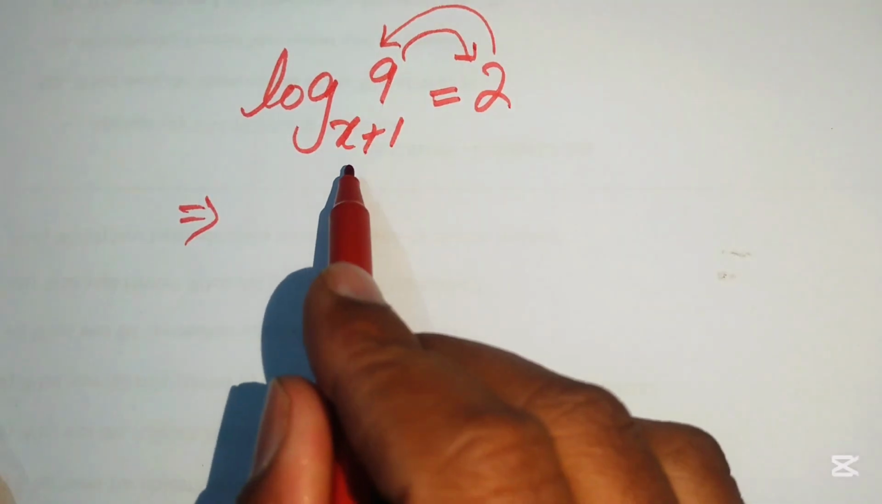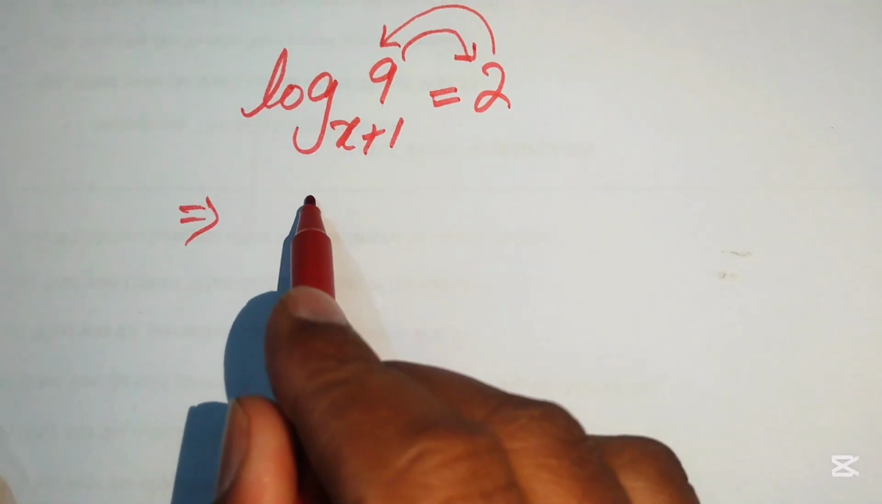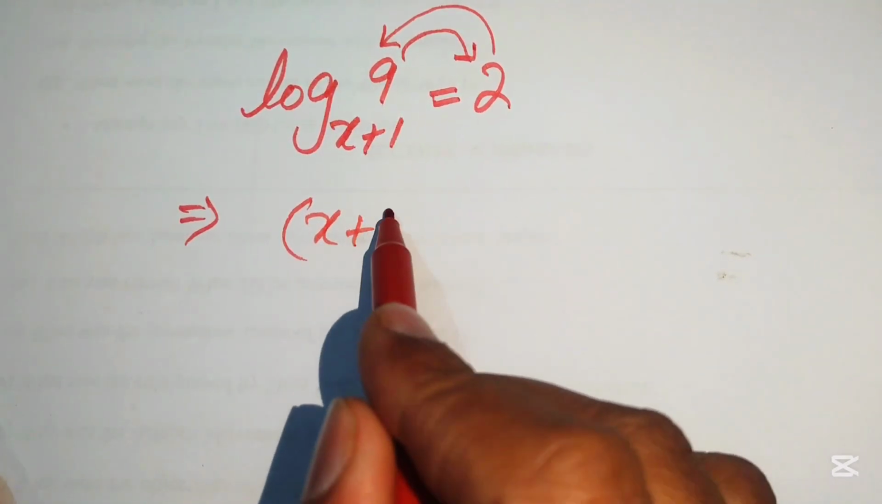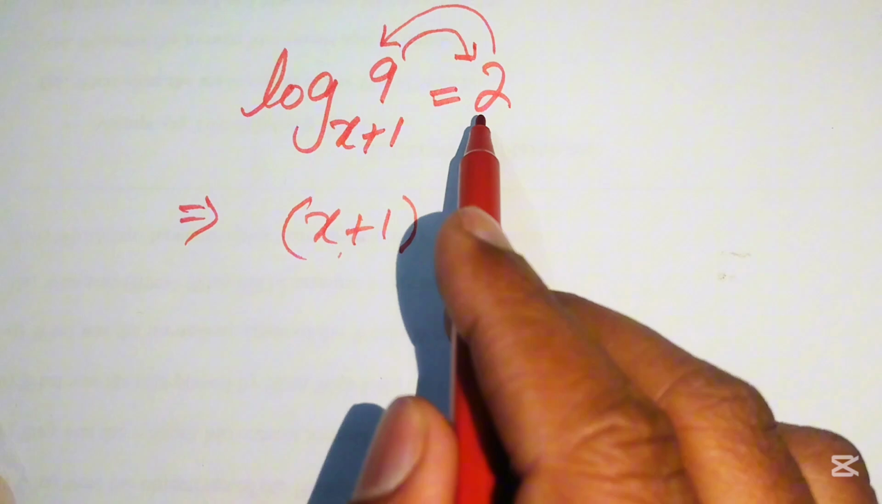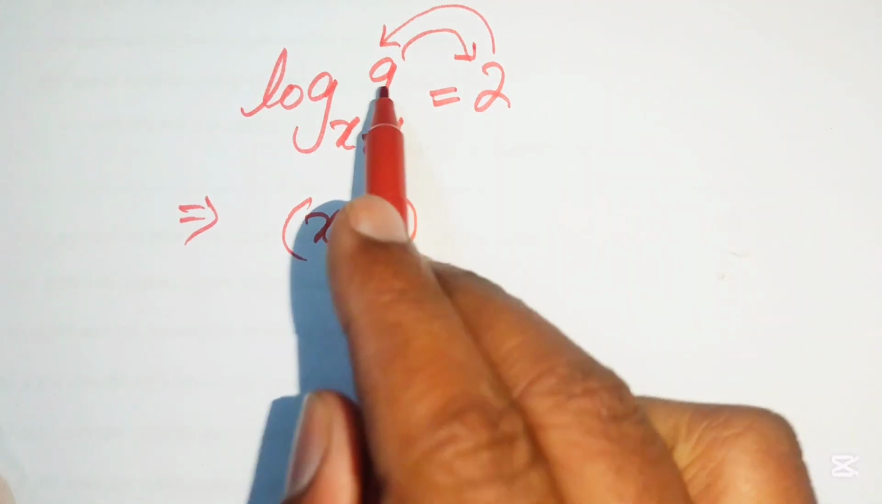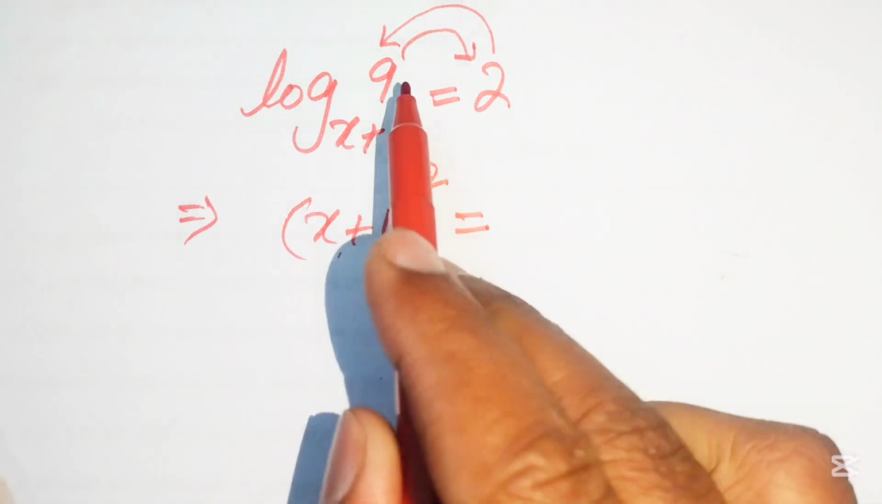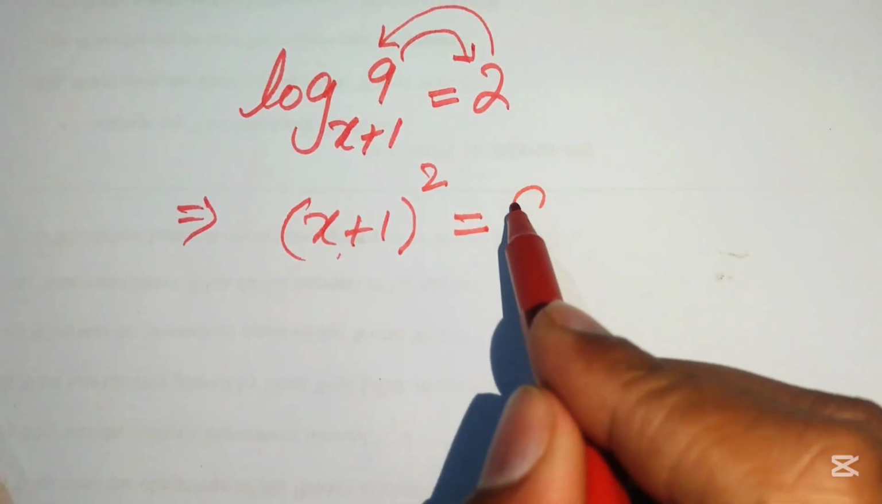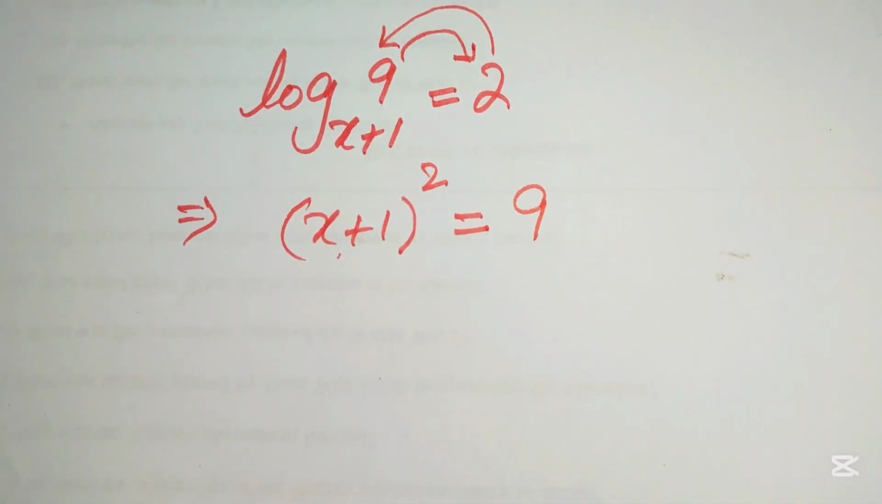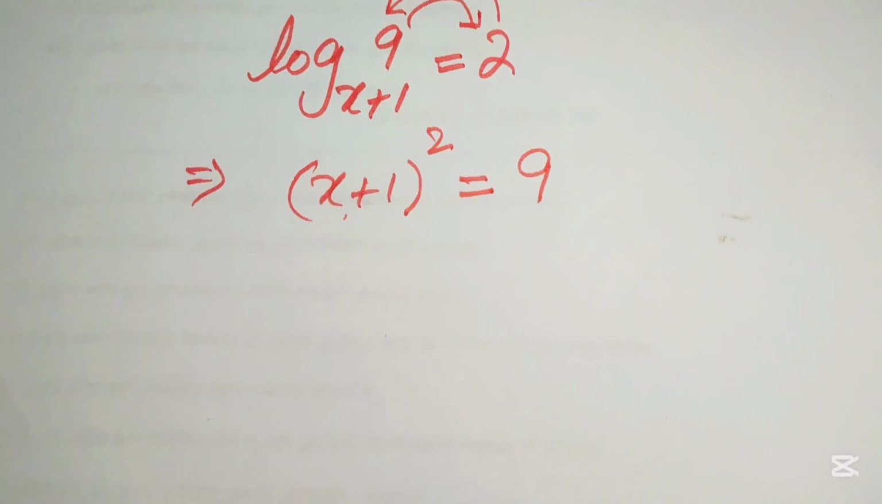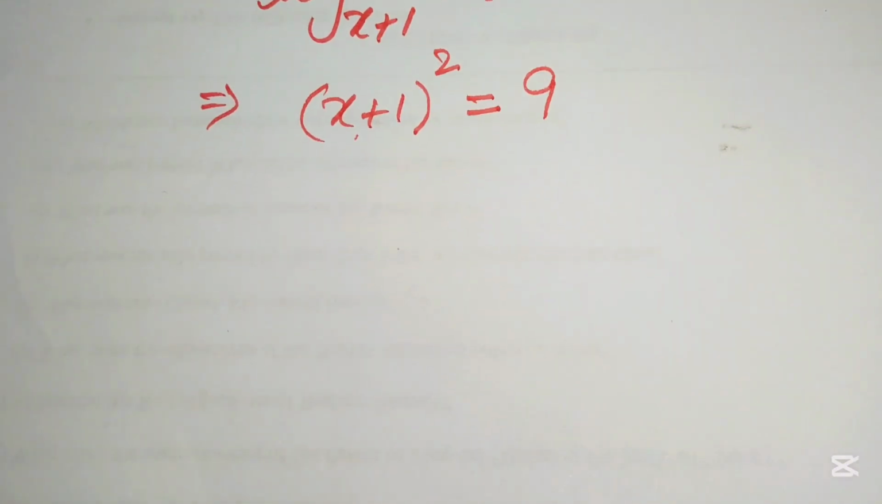So on the left hand side we have the base only, x plus 1, and we move this 2 in the place of 9, and we write it as x plus 1 squared equals, and we move this 9 to the right hand side, it will be equal to 9. Okay, so now this becomes a quadratic equation, and now we easily solve this equation.